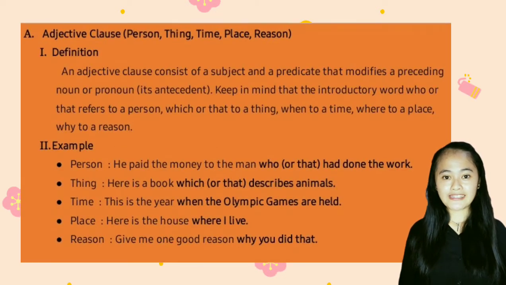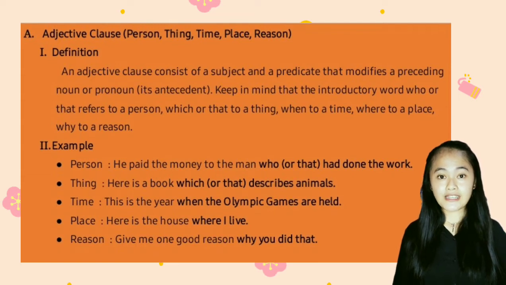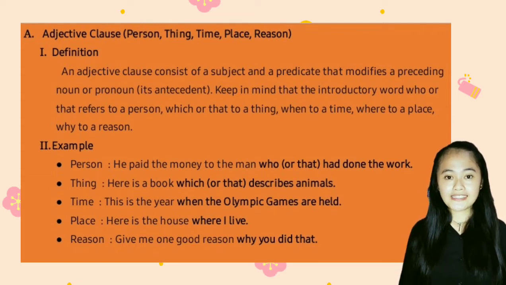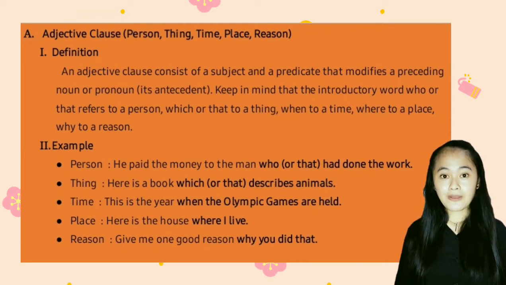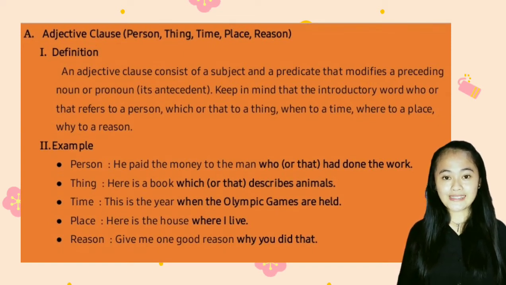Now, I would like to explain the definition of adjective clauses. An adjective clause consists of a subject and a predicate that modifies a preceding noun or pronoun, its antecedent. Keep in mind that the introductory word who or that refers to a person, which or that to a thing, when to a time, where to a place, and why to a reason.